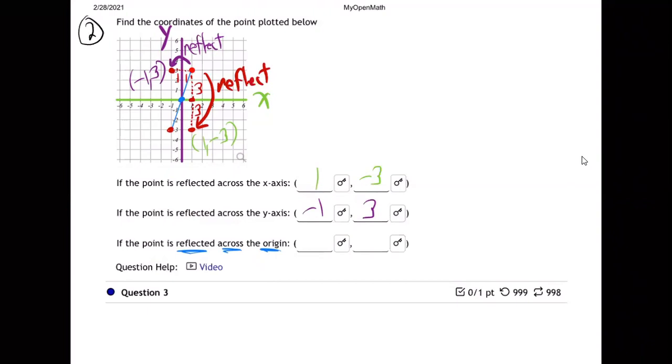So how did I find that point exactly? Well, you could just count. It's down 3 over 1. So then I just did that again, down 3 over 1. Same distance other side. Down 3 over 1, down 3 over 1, down 3 over 1. That makes sense? So what are the coordinates of that point? Looks like it's back 1, down 3. Back 1, down 3 is the coordinates of that new point reflected across the origin. There we go.